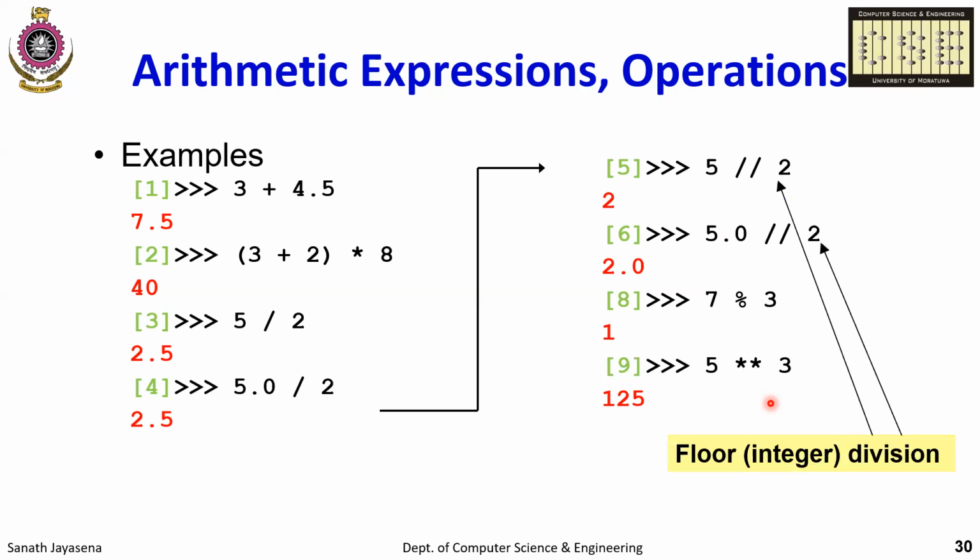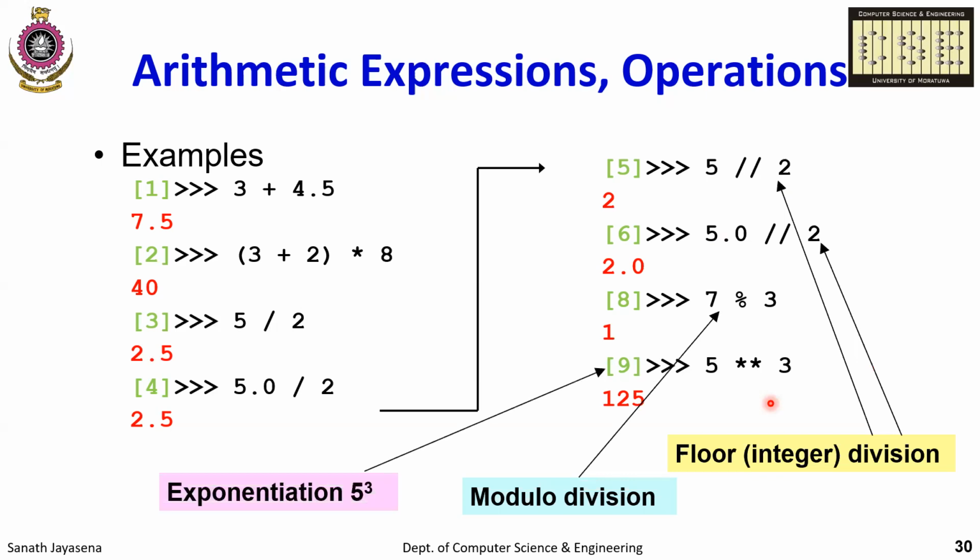So here we are showing again, just so that you can remember these things. Floor division, or integer division, gives the result as an integer, the quotient is displayed. Whereas in the modulo division, the remainder is the result. And exponentiation is the last thing we did. Okay. So these are some example arithmetic expressions as well as operations.